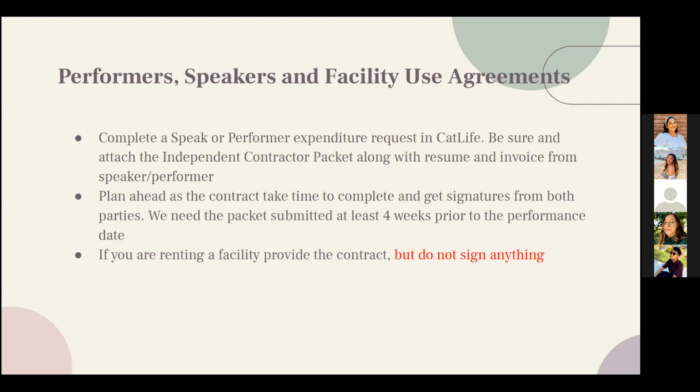Performers, speakers, and facility use agreements. You'll want to complete a speaker or performer expenditure request in CAT Life. Be sure and attach the independent contractor packet along with the resume and invoice from the speaker or performer. You'll want to plan ahead as contracts take time to complete and get signatures from both parties. We need the packet submitted at least 4 weeks prior to the performance date.